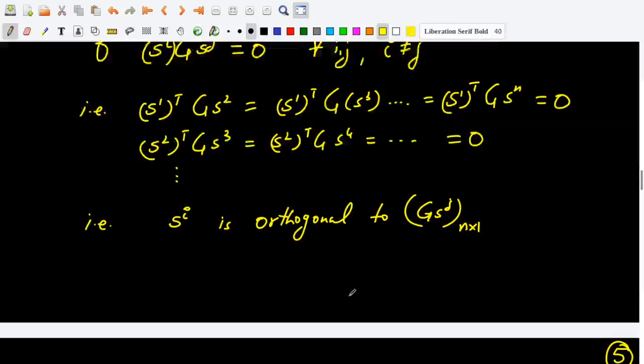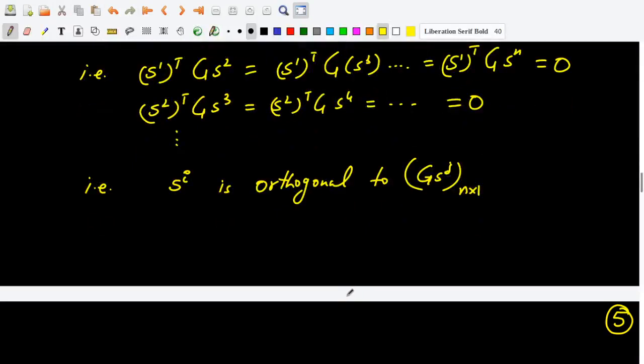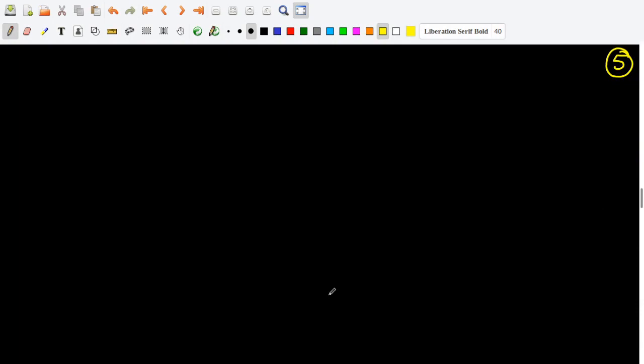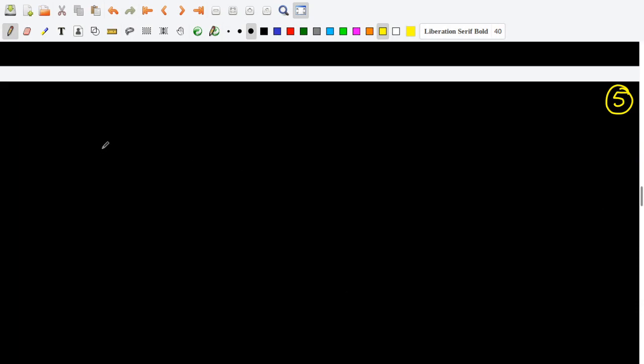Now let us look at some nice properties of this conjugacy, which will motivate us to develop a general purpose method.